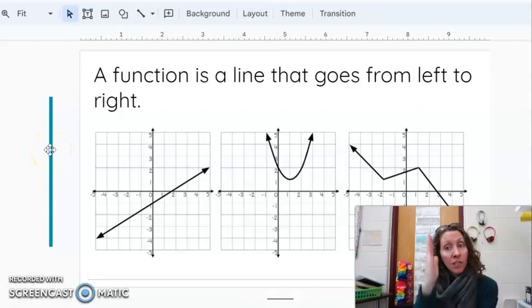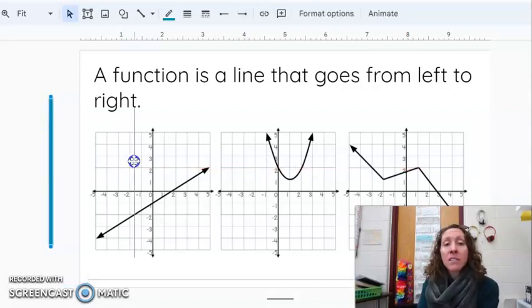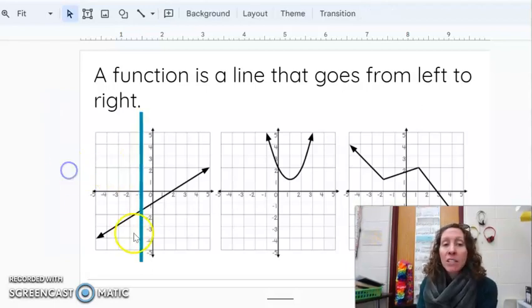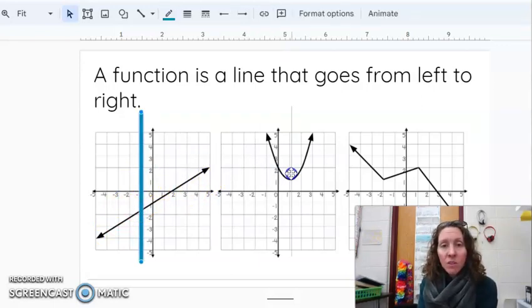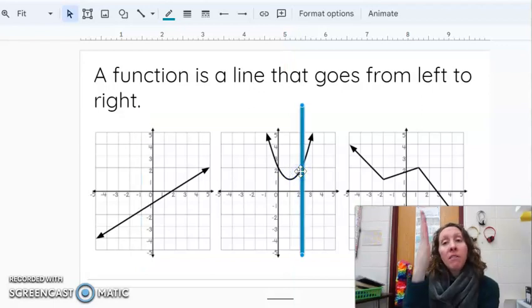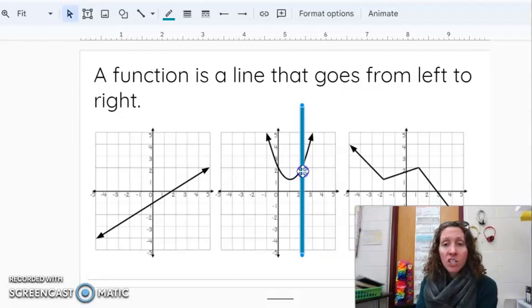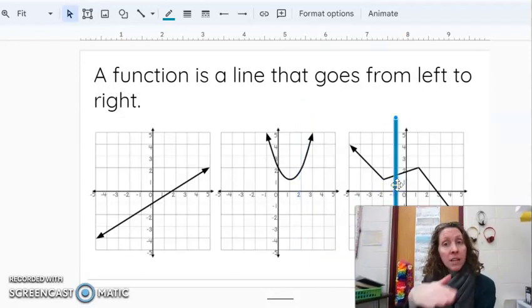So I have a vertical line, and I'm going to place it somewhere along the possible function. If it passes through the function at one point, then yes, it is a function. So I could put it over here at this one. That vertical line passes through the curved line at just one point, so it's a function. Same with this one. If I put it along that zigzag line, the vertical line passes through it just once, so it's a function.